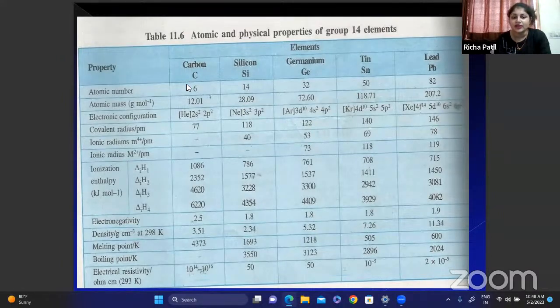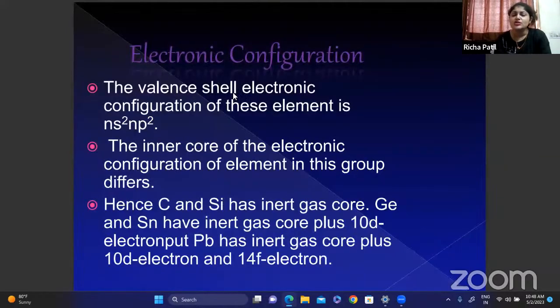These are the different atomic and physical properties of group 14 elements. What is the general electronic configuration? The general electronic configuration of the carbon family is ns2np2. The inner core of the electronic configuration of the elements in this group differs. Carbon and silicon have an inert gas core. Germanium and tin have an inert gas core plus 10 d electrons. But lead has an inert gas core plus 10 d electrons and 14 f electrons.